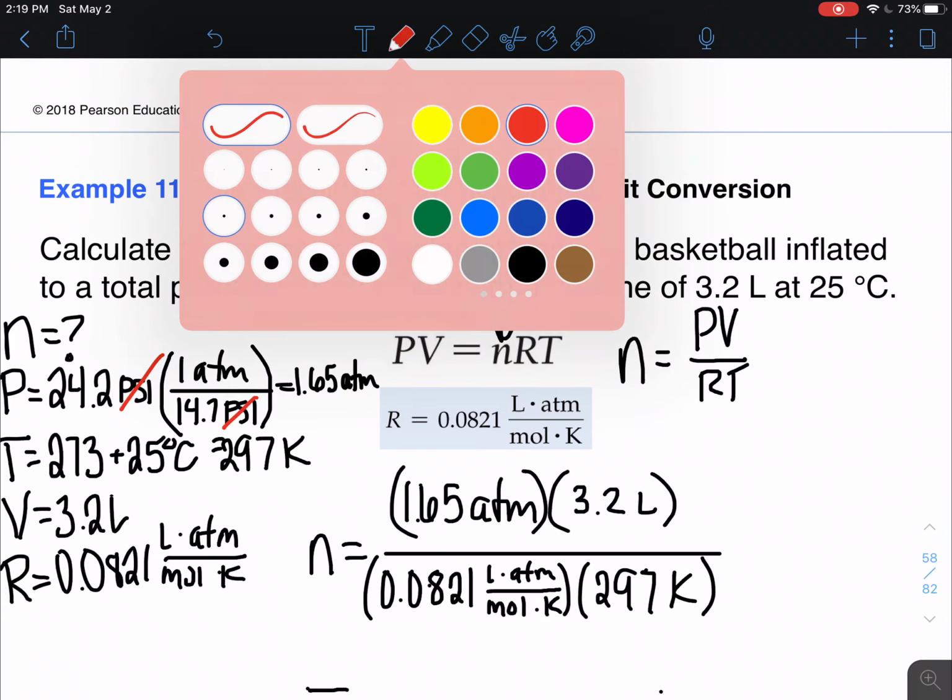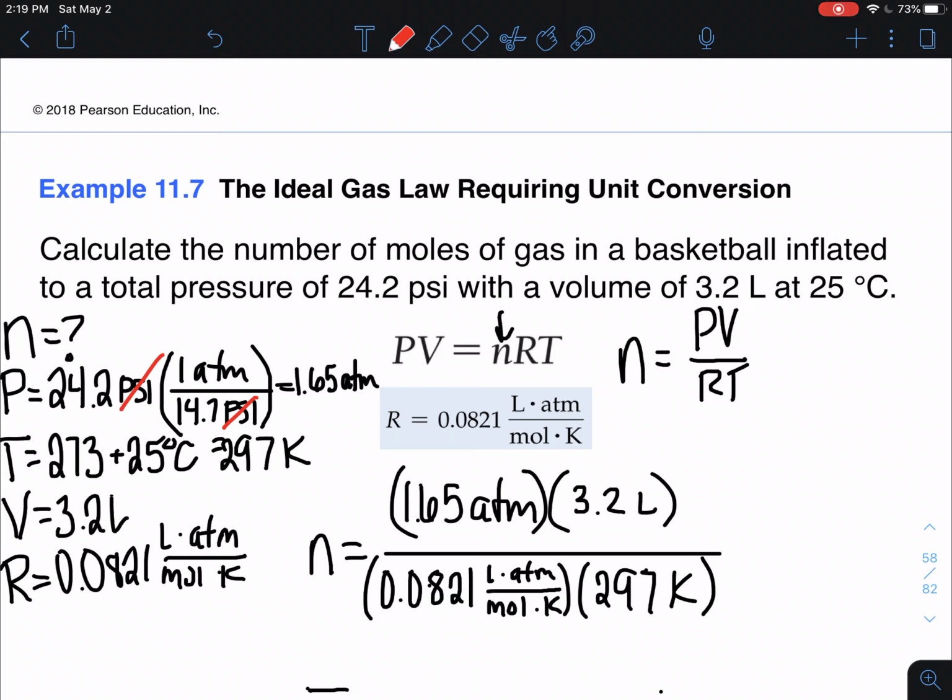Okay, so then what we're going to do is go ahead and make sure all of our units cancel appropriately. Again, we want our answer in moles, so atm is going to cancel because atm is in the numerator of our R value, which is in the denominator. Then liters cancel for the same reason, and Kelvin cancels right here, so our answer is left in mole, which is what we want.